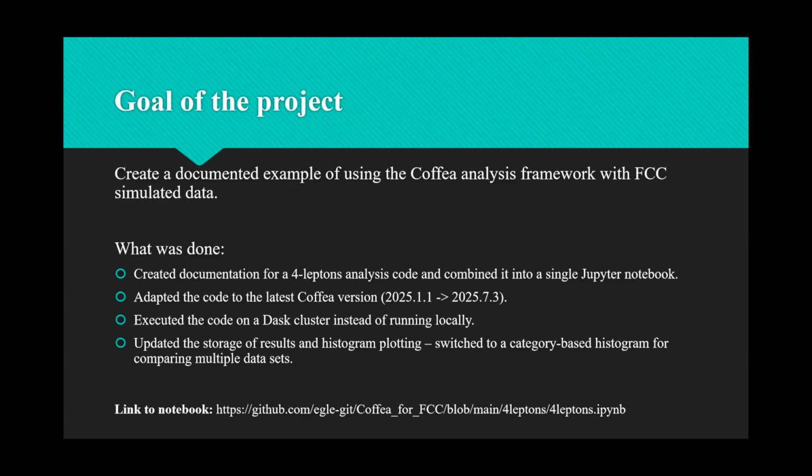Adapted the code to the latest Coffea version, executed the code on a DAS cluster instead of running locally, and I also updated the storage of results in histogram plotting, switching to a category-based histogram for comparing multiple datasets. So this essentially draws 2D histograms and saves the process names. And here's a link to my notebook of what I did.